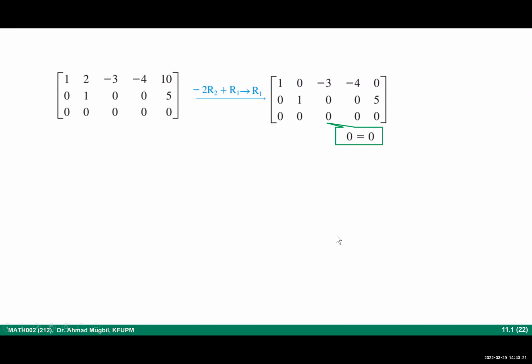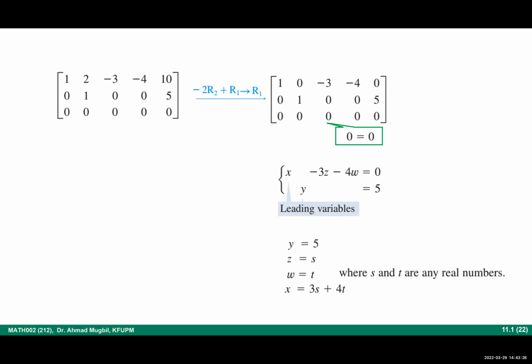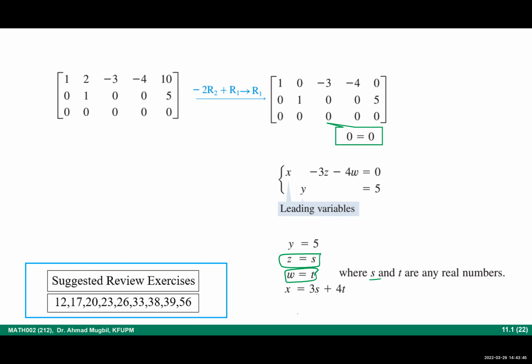Of course, here we can eliminate one. Look, here we eliminate y just to make it easier. Now we have y equals 5, and x equals 3z plus 4w. If you consider z to be s, where s is any real number, and w to be t, where t is any real number, then you have this form of the solutions. You can write it as an ordered tuple: 3s plus 4t, 5, s and t. This is the solution of this system.